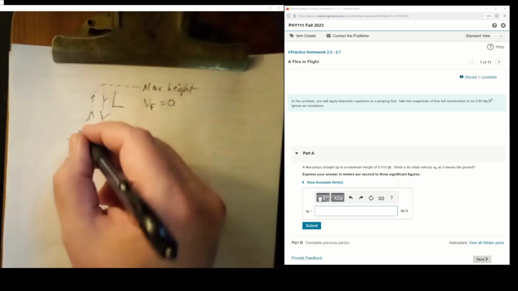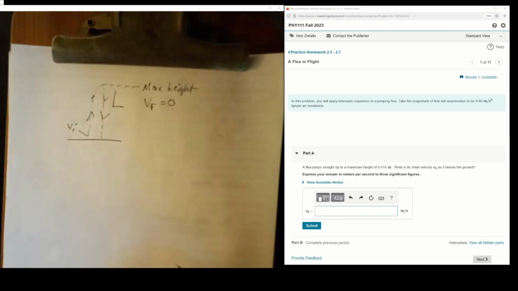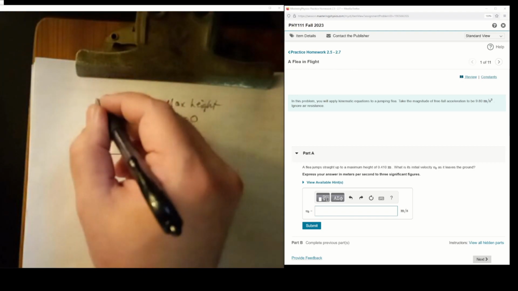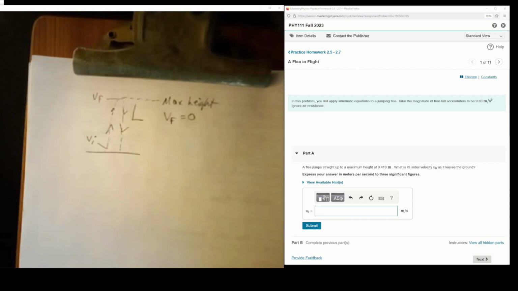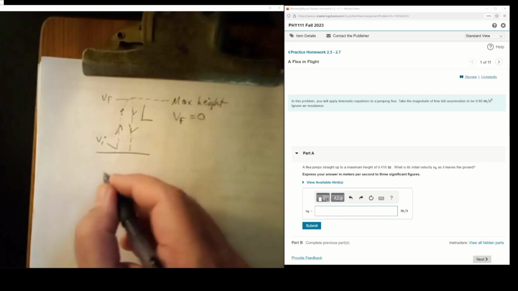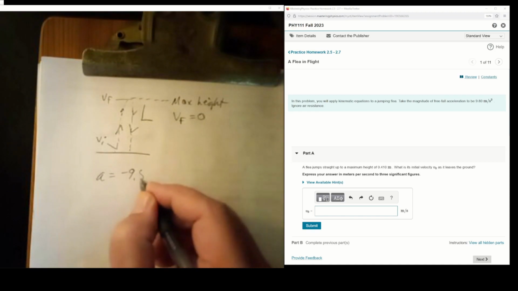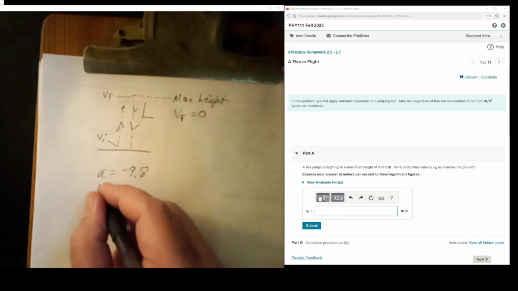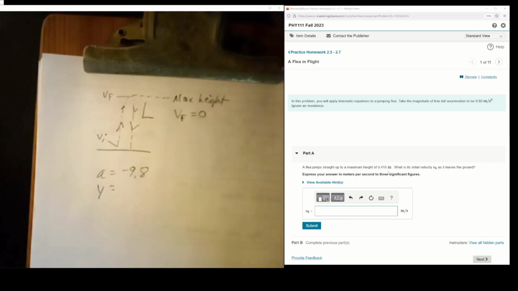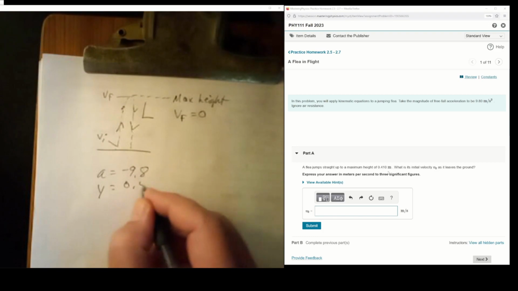So if we consider the start to be initial and the top to be final, then maximum height occurs when the final velocity is 0. So if we look at the information we have, free fall, that means our acceleration is going to be minus 9.8. And the flea jumps straight up with a maximum height, so we'll use y for up and down, and 0.41.